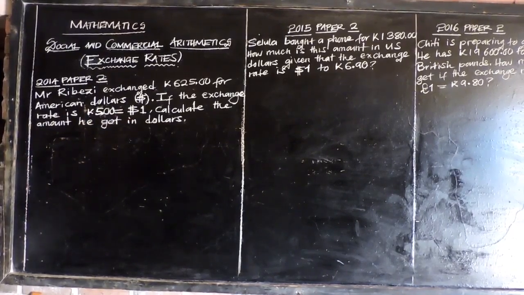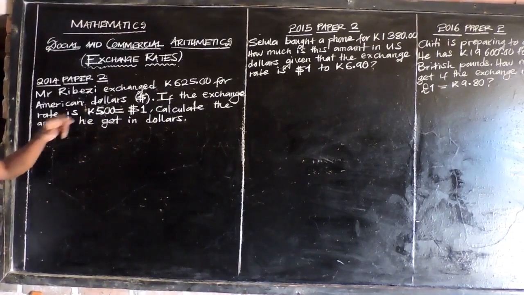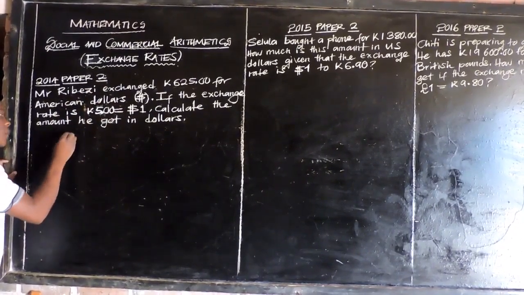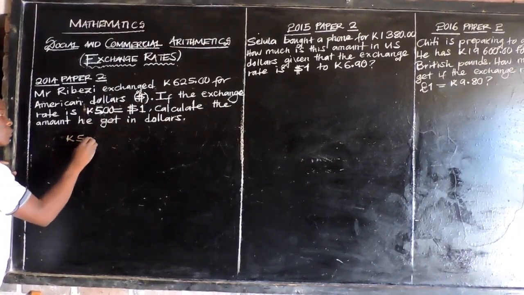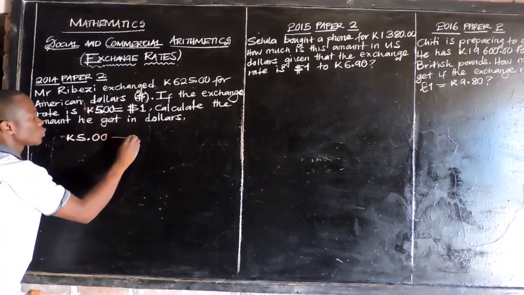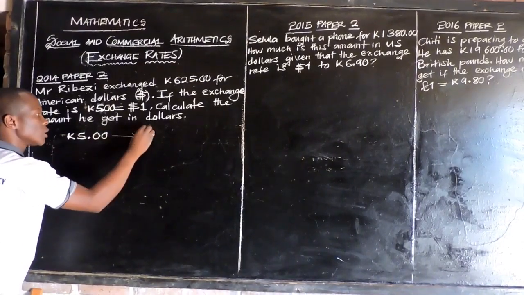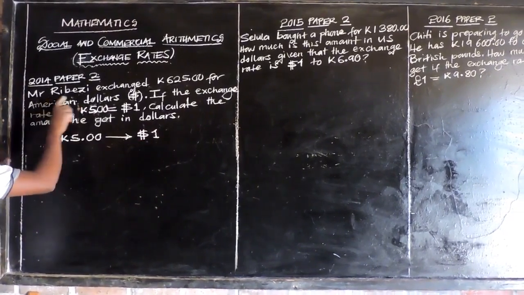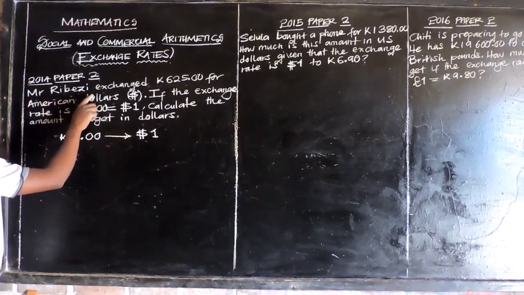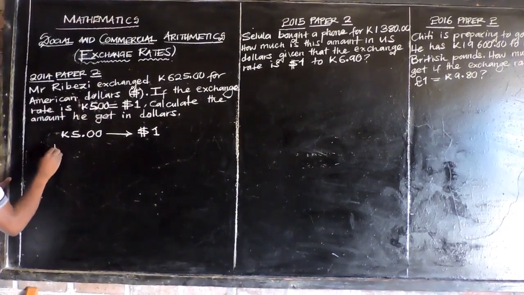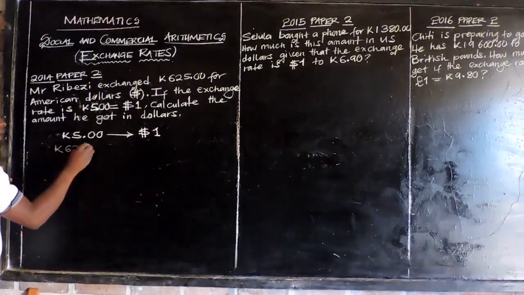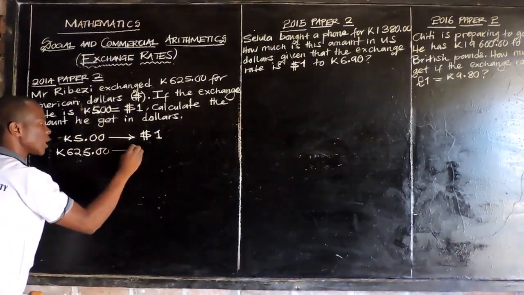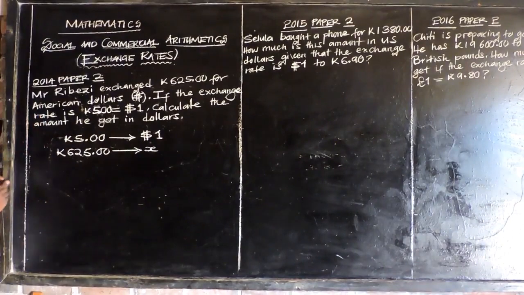How much is Ribezi going to get for 625 kwacha? We are told that if someone has 5 kwacha, that is equal to $1. So 5 kwacha is equal to $1. But Mr. Ribezi had 625 kwacha. So it is equal to how many dollars? It is equal to X. Are we moving together?